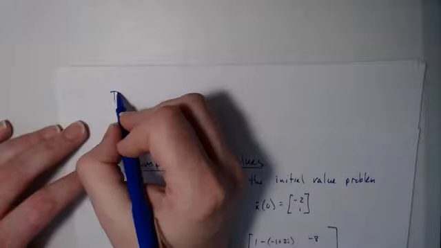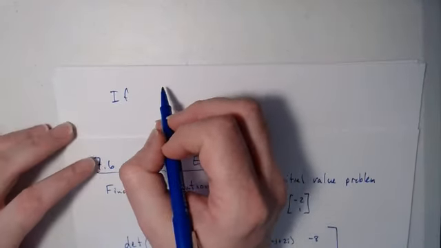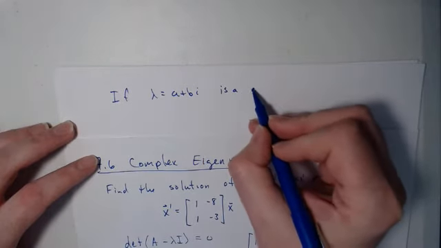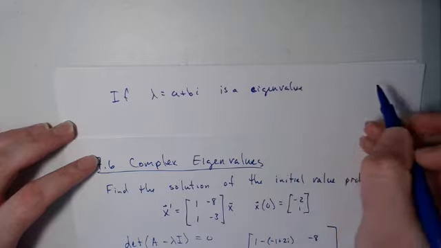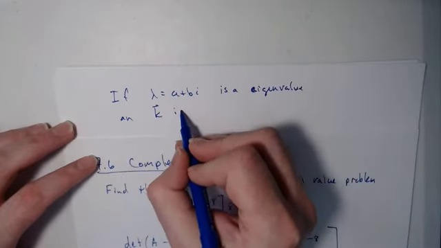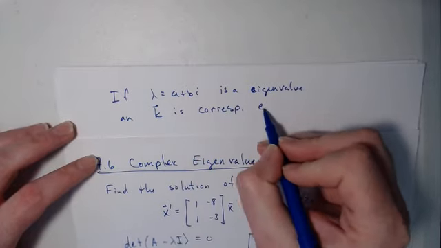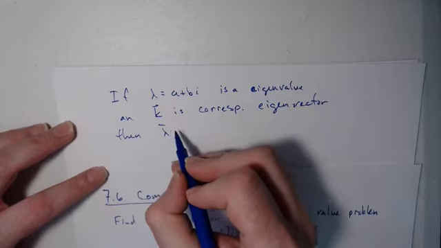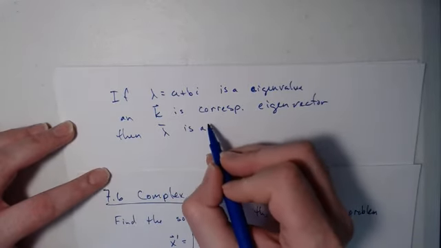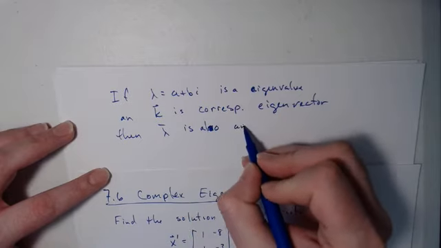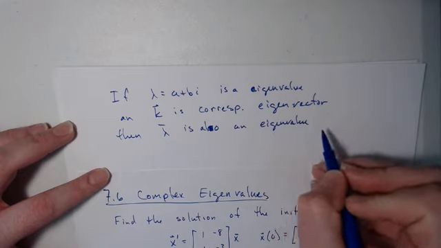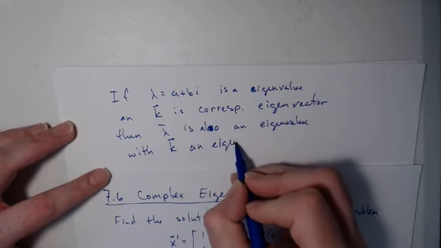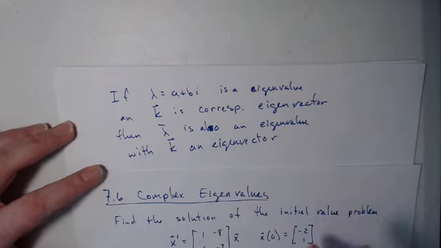If lambda equals a plus bi is an eigenvalue, and k is the corresponding eigenvector, then lambda bar is also an eigenvalue, with k bar an eigenvector corresponding to lambda bar.